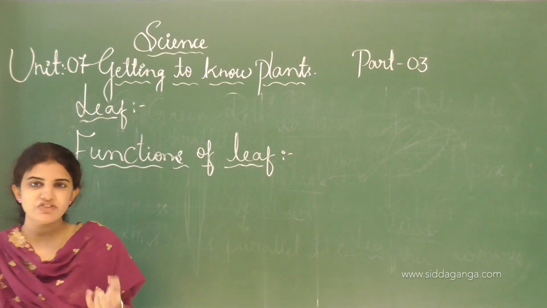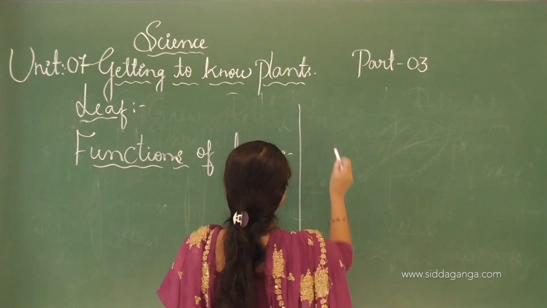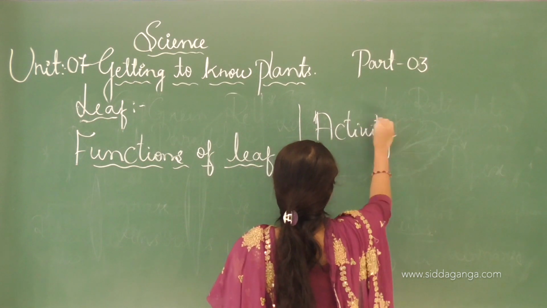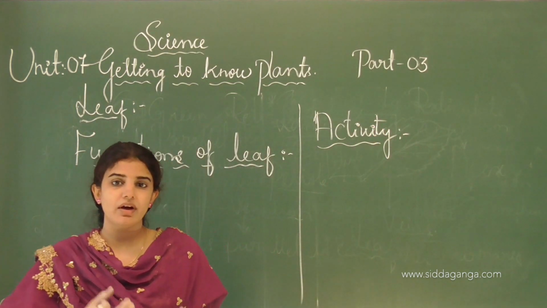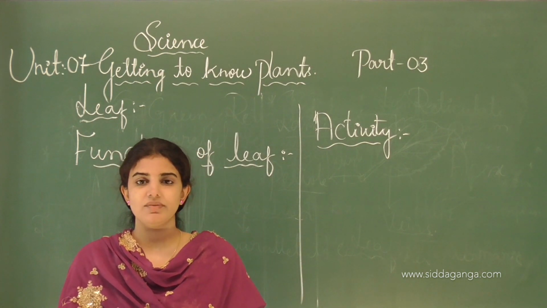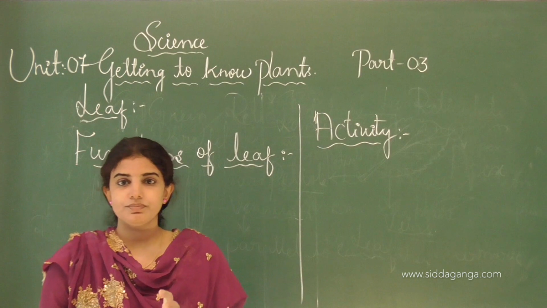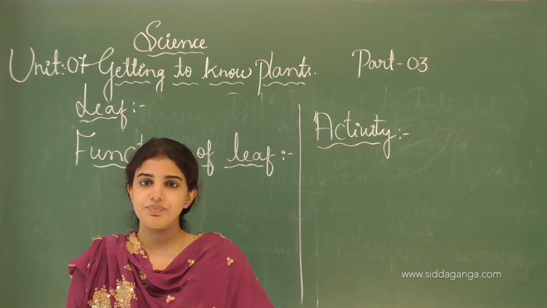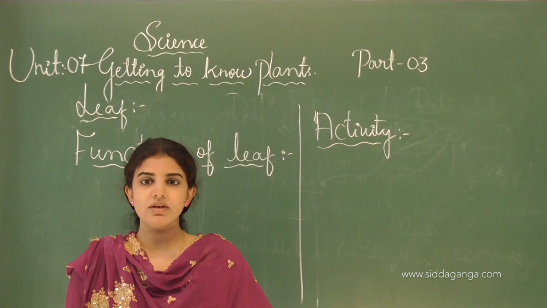Before going to the functions of the leaf, let us know there is one activity. In this activity the materials required are one paper, one leaf and a pencil. You have to take the paper, place the leaf in between the paper, and slowly and gently rub the paper with the help of a pencil. Later you can see the arrangement of veins in different leaves.